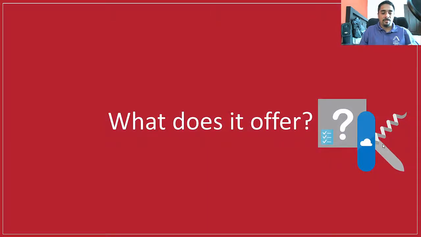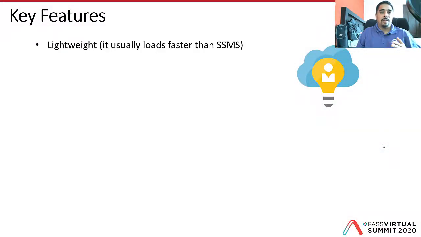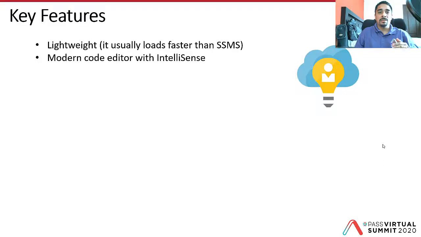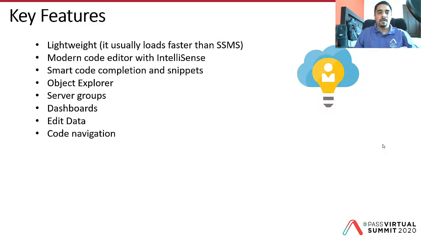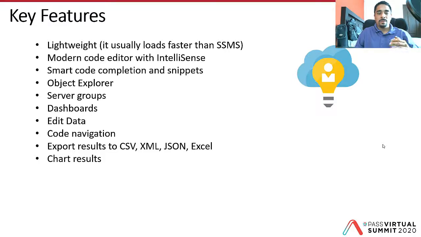Okay, what does it offer? We will see the main features of the product. It is lightweight, it's a modern code editor with IntelliSense, it has smart code completion and snippets, it has Object Explorer, server groups, dashboards, you can edit the data from the tables, it has code navigation, you can export results to CSV, XML, JSON and Excel, you can have chart results, you can add extensibility and customization.